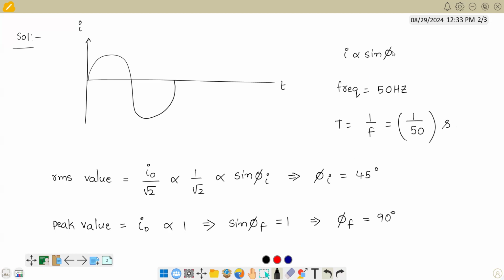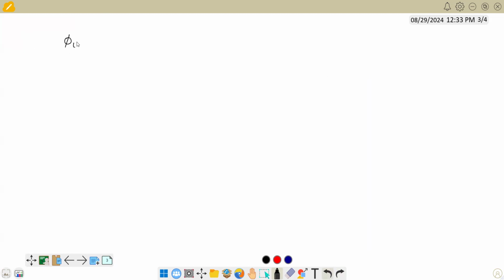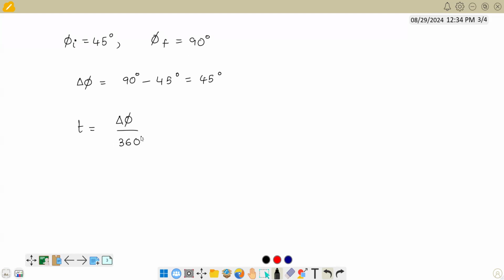Once we know this, this is a very important method to solve these kind of problems. So initial value, we got it as 45 degree. Final value, we got it as 90 degree. What's the phase difference between them? The phase difference between them is 90 degree minus 45 degree, so it would be 45 degree. We can convert this phase difference into time. We know time equals phase difference divided by 360 degree into capital T. This is a very important method to find the time required between two different phases.